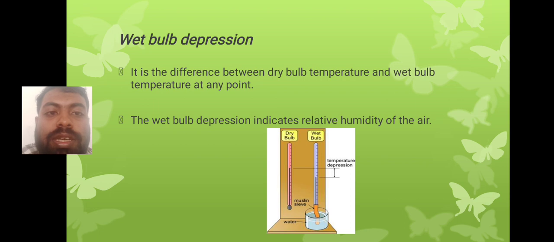Wet bulb depression. It is the difference between dry bulb temperature and wet bulb temperature at any point. The wet bulb depression indicates the relative humidity of the air.